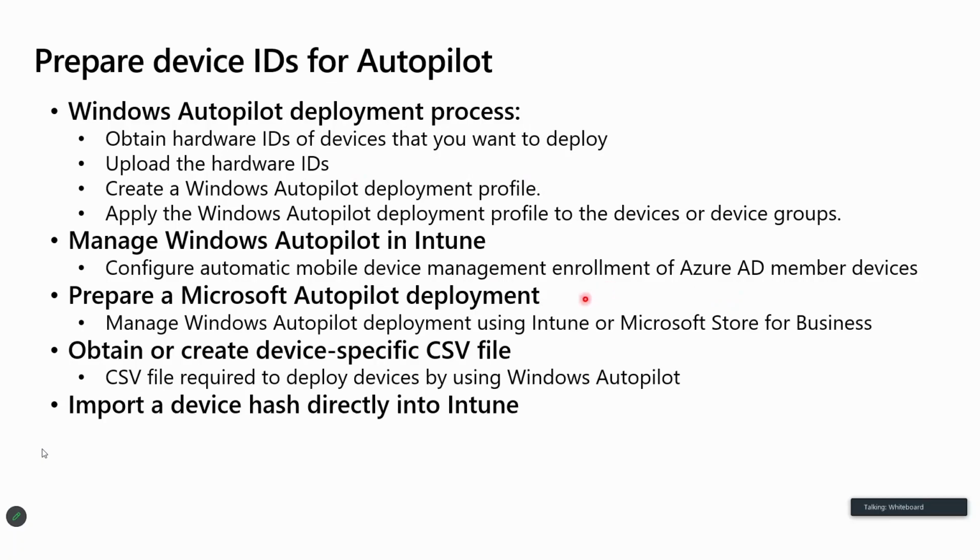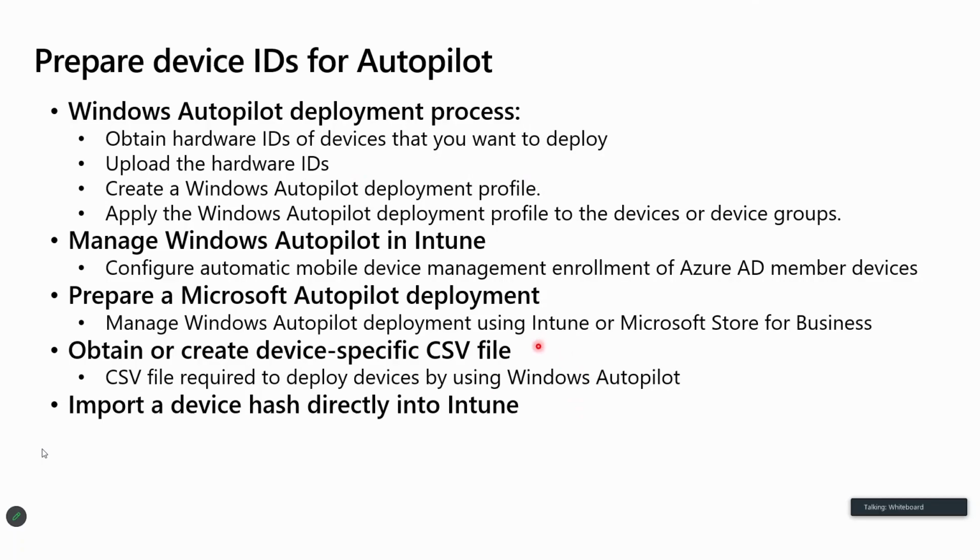For preparing a Microsoft Autopilot deployment, you can manage your Windows Autopilot deployment using Intune or Microsoft Store for Business. We know Store for Business is gone. I should have updated the slide to reflect that. So obviously it'll be done through Intune going forward. Remember, they haven't quite got rid of this yet. It's still holding on there. So they're trying to get rid of it, but you'd probably look at your Intune going forward. You wouldn't go and set it up in Microsoft Store for Business, given it's being deprecated.